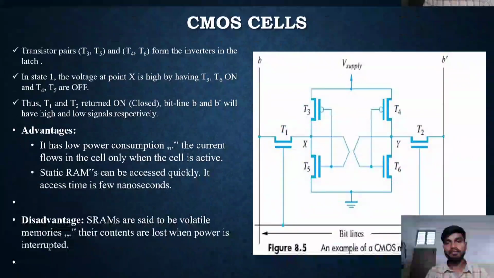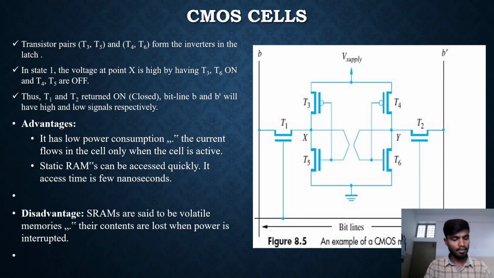Next is CMOS cells. CMOS is the full form of complementary metal oxide semiconductor. CMOS is the combination of PMOS and NMOS. This is the block diagram of the CMOS cell. Explaining the left side: the transistor pairs T3, T5 and T4, T6 form the inverters in the latch. In state 1, the voltage at point X is high, with T3 and T6 on and T4 and T5 off. Then T1 and T2 are turned on, or closed. Bit lines b and b dash will have a high and low signal respectively.